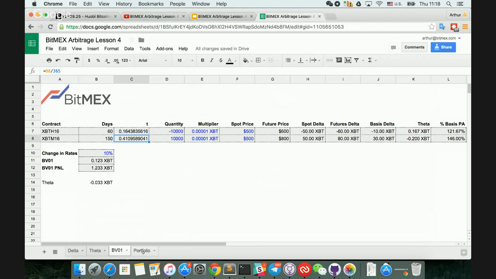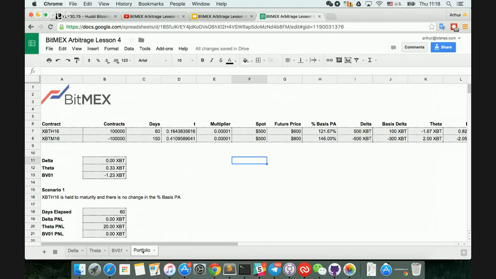So now let's put everything together. So again, we have our H16 and M16 futures contracts, and we've constructed a delta neutral portfolio, as you can see here. We have a portfolio where we have positive theta. That's because we've sold the contract with a more expensive per annum basis and bought the contract with a cheaper per annum basis.